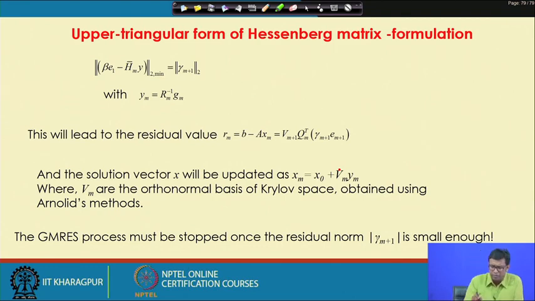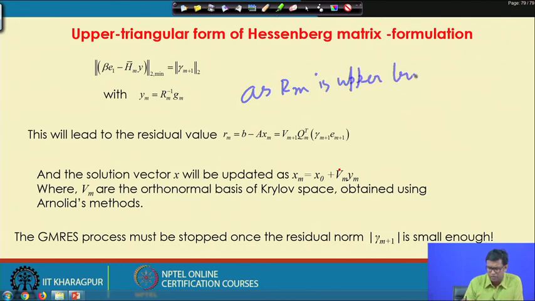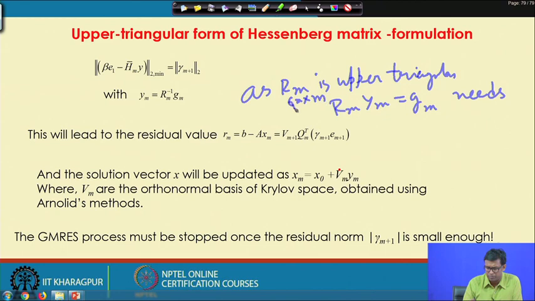And solving as Rm is upper triangular, Rm Ym equal to Gm, where Rm has a dimension m into m, needs m steps only. So, now the GMRES algorithm can be solved in the order of m number of steps.